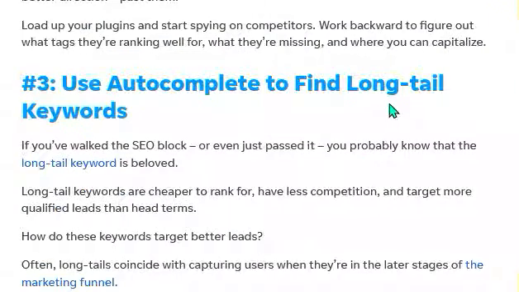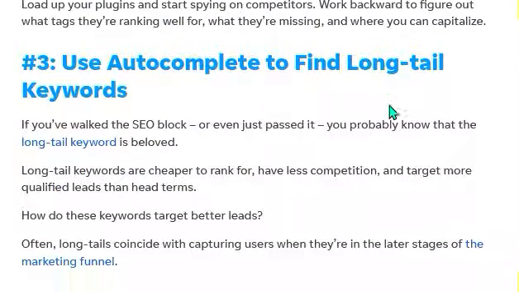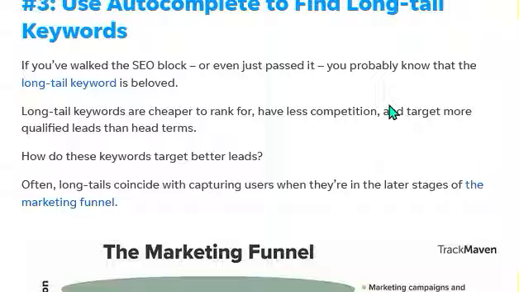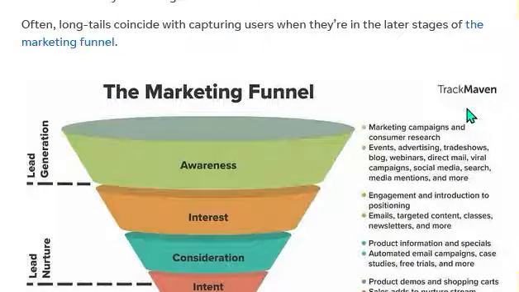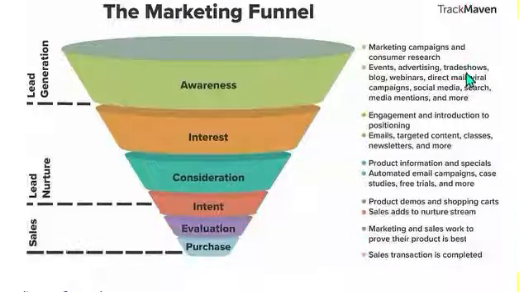Number three is use autocomplete to find long tail keywords. If you have worked in SEO for a blog or even just passed by it, you probably know that long tail keywords are beloved. Long tail keywords are cheaper to rank for, have less competition, and target more qualified leads than head terms. Often long tails coincide with capturing users when they are in the later stage of the marketing funnel.